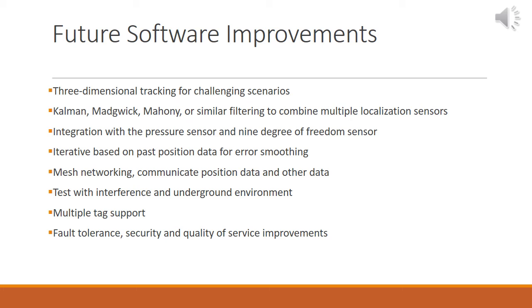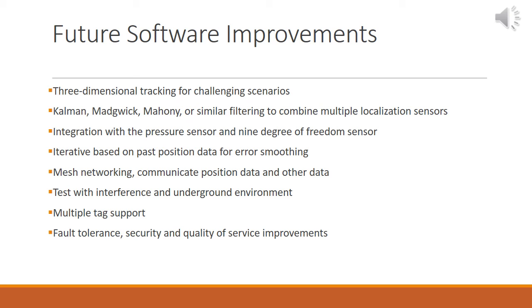You could iterate based on past position data for error smoothing. Right now, my software is only reporting position data. It's recalculating on every loop. It's not remembering old position data and smoothing out errors. You could add mesh networking, communicate position data and other data, as I mentioned before, throughout the mine to other miners or to a server.